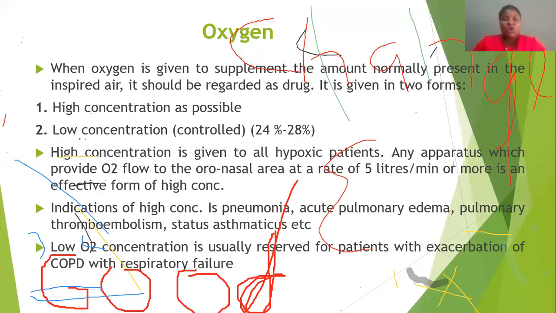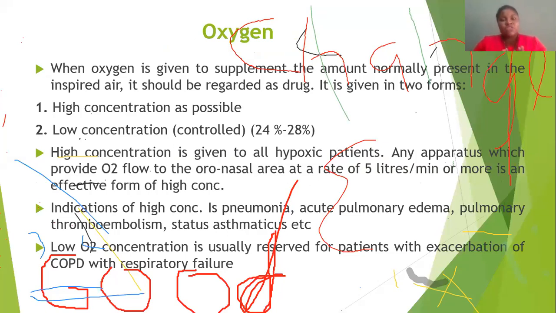Oxygen. Like I said earlier, oxygen is also a drug that you can give to patients with a respiratory disorder. How is it a drug? It is a drug when it is given to supplement the amount of air that is normally present in the inspired air. That is when it is regarded as a drug.